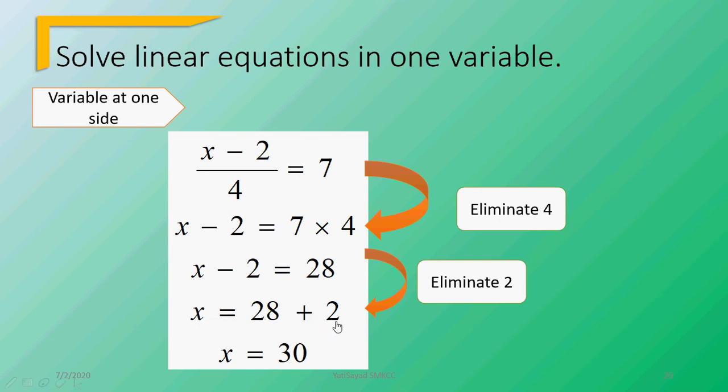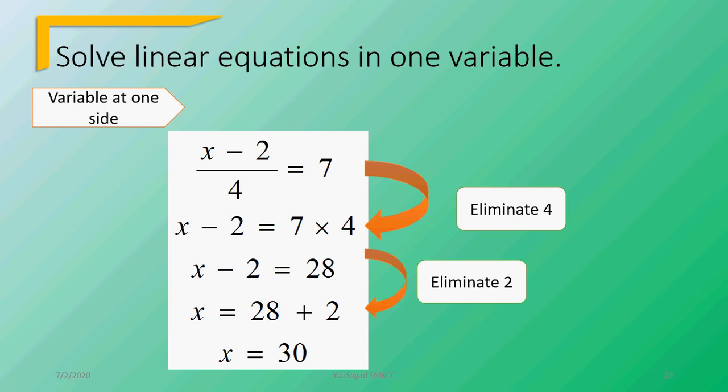Again, to check whether your answer is correct, substitute this value x equals 30 into the original question, change this x into 30, and calculate the left hand side. The value is supposed to equal 7. That's how you check. If the value at the left hand side is not equal to the right hand side, it means that your answer is incorrect, so you have to check your working steps.